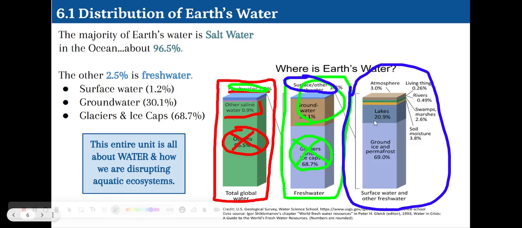So of that 1.2%, 69% of that is ground ice and permafrost, which again, we cannot use. So as you can see, the big chunks of water that we do have on Earth is unusable. We absolutely can take water from lakes. We also can take it from rivers, but this makes up a very small percent. There's more water actually present in the atmosphere than there is in our rivers. So the majority of our drinking water we're getting from the ground, and we're getting from lakes, rivers, and other aquifers.